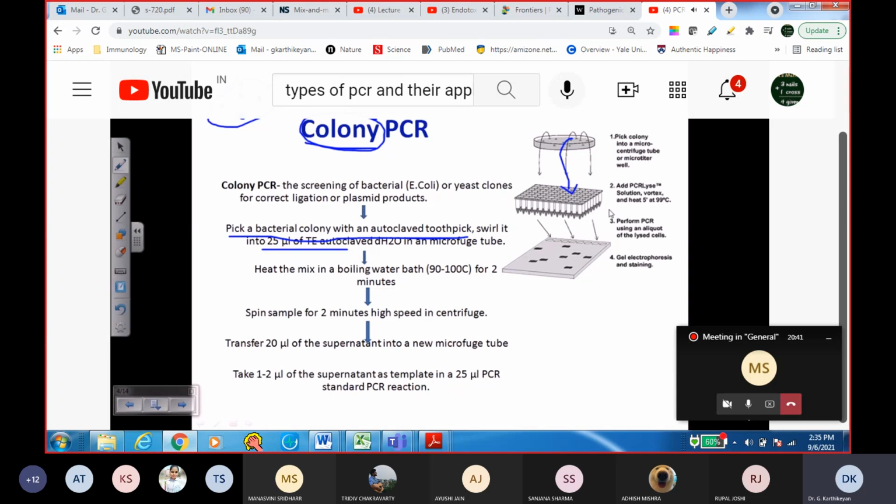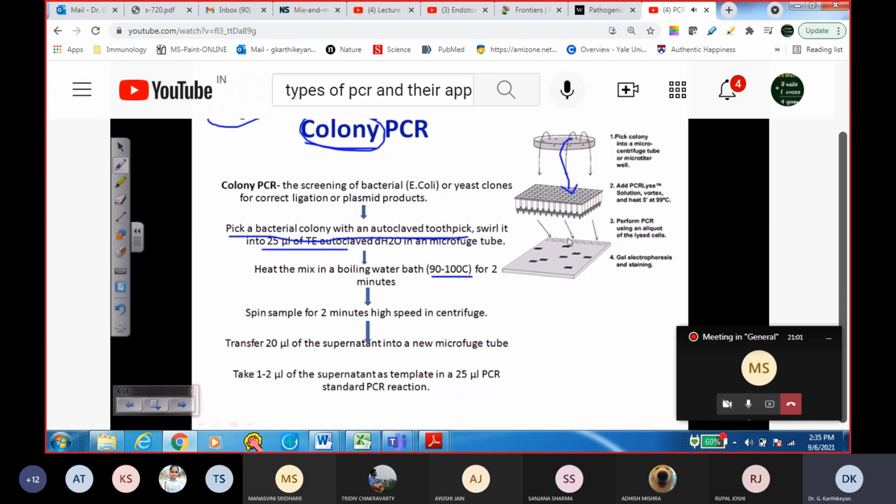After that, we spin the sample for 2 minutes at 6000 RPM or so, and we take the supernatant. Now, what is the necessity of heating it and spinning it? Heating the bacterial colony at 90 to 100 degrees Celsius will ensure the cracking of the cells.